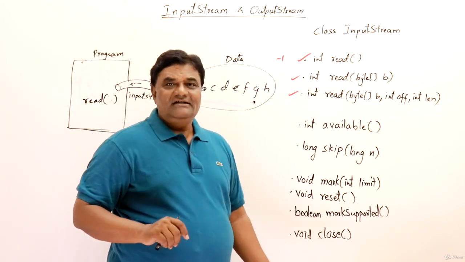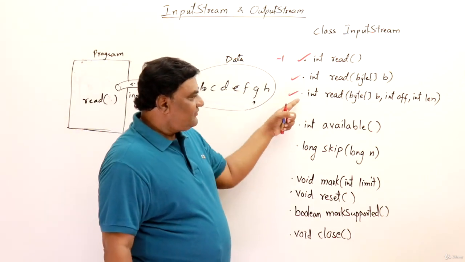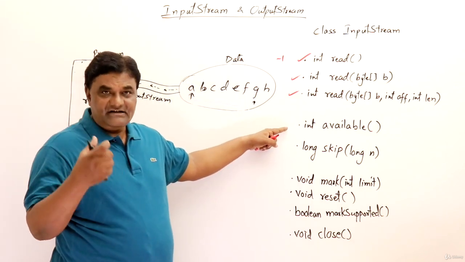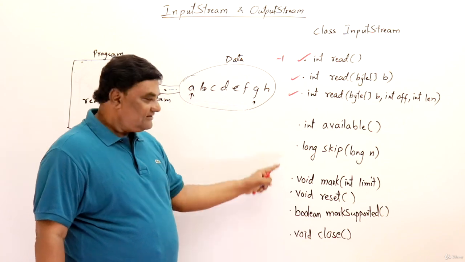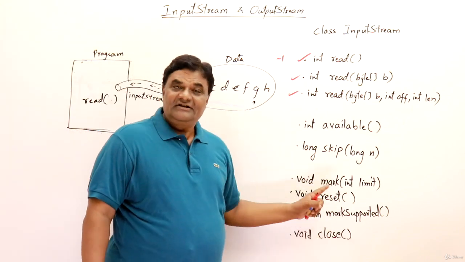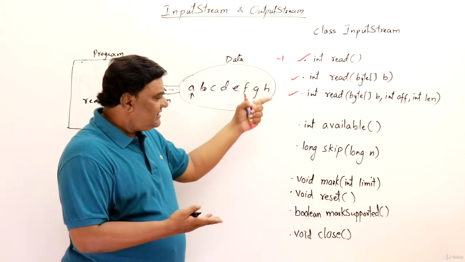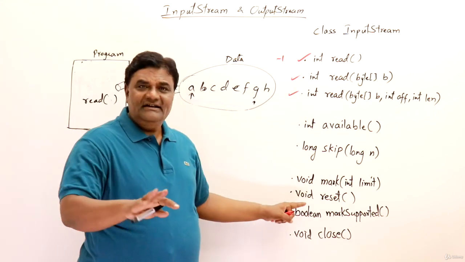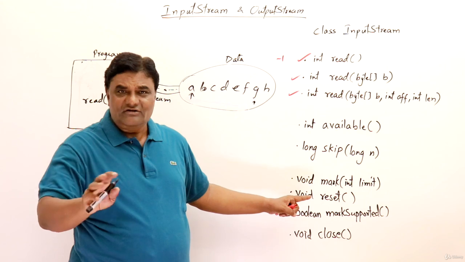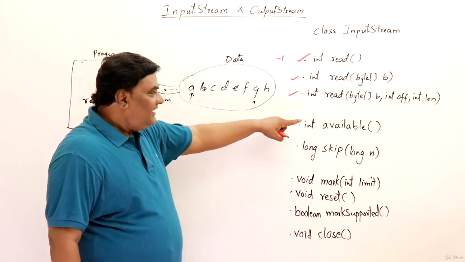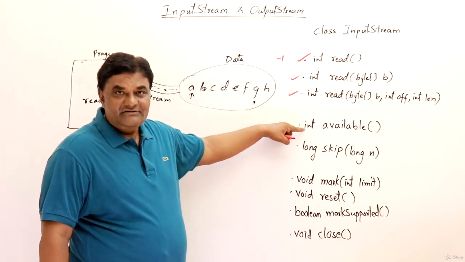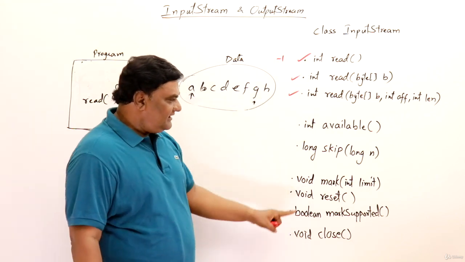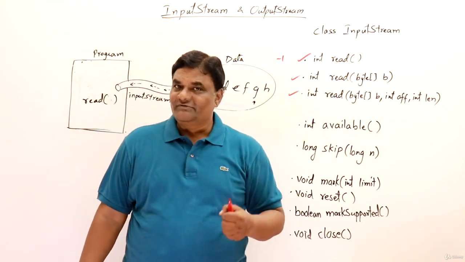So let us look at them once again. There are three methods for reading. One important method for checking how many bytes are available, and you can skip the bytes. Then you can mark and reset if it is supported. That's all, you can remember this. This is very simple. Mainly read and available. Mark and reset is rarely used. It's not common. Skipping is also not common. Available is useful, right? You should know how many bytes are available. And close. So important methods are read, available and close. The rest of them are rarely used.